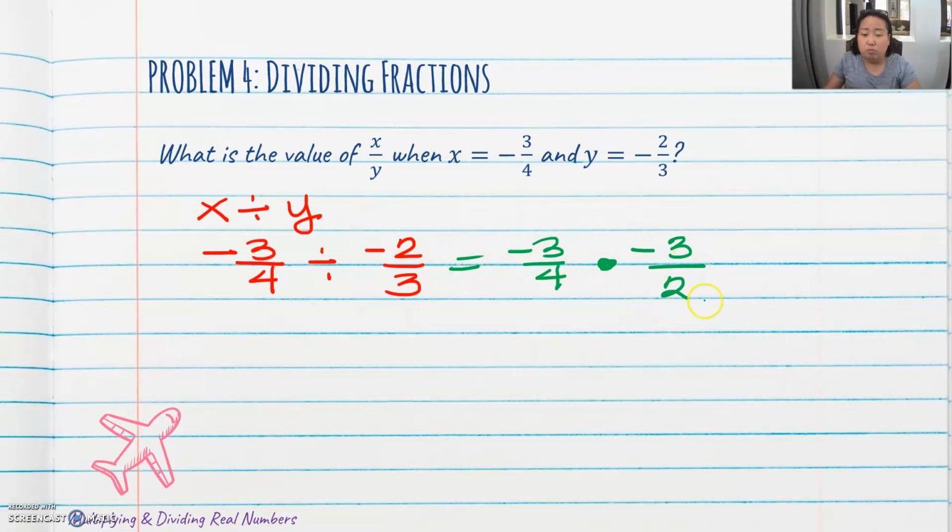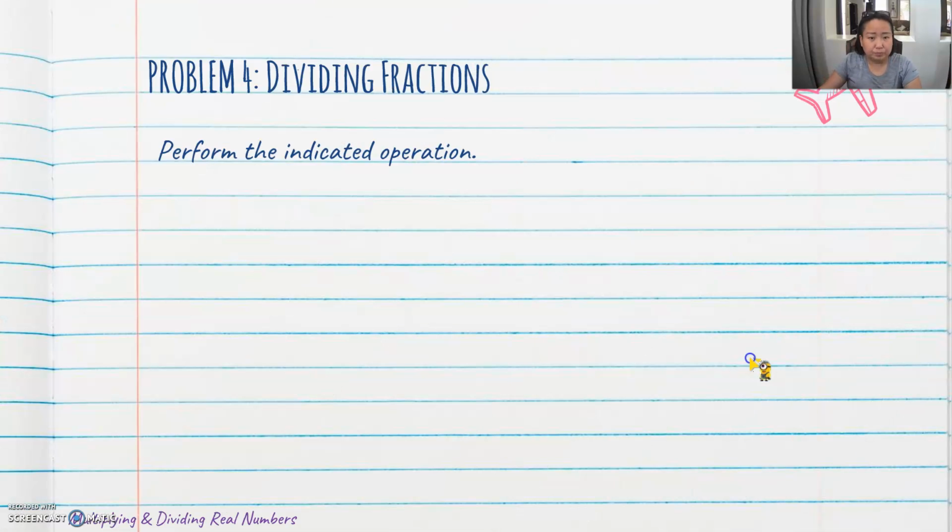And now we have multiplication. 3 times 3 is 9. 4 times 2 is 8. And because we are multiplying negative and negative, our final answer will be positive. And so our product is 9 over 8.